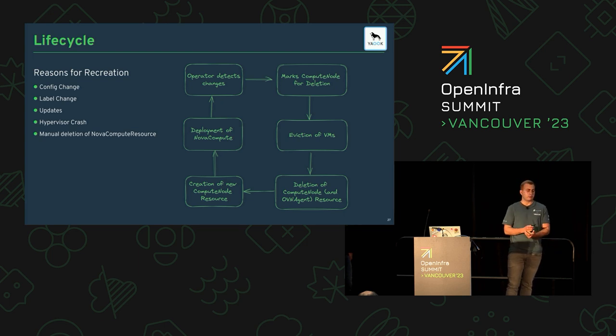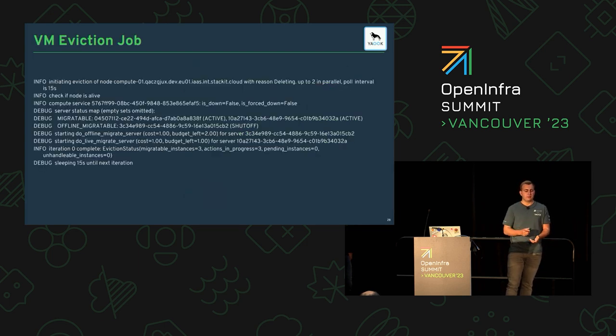But what is now this eviction of VMs? For that, we implemented the evictjob, which is run before the node is deleted. And for this evictjob, I just brought in the log here. We can see in the beginning that it will check if the node is actually still alive. So we just ping it, we look into Kubernetes, and look into OpenStack via Nova to ensure that the node is still there, so as not to start an eviction of all the VMs if the nodes are still alive. Because if the node is still alive, we can live migrate the VMs away.